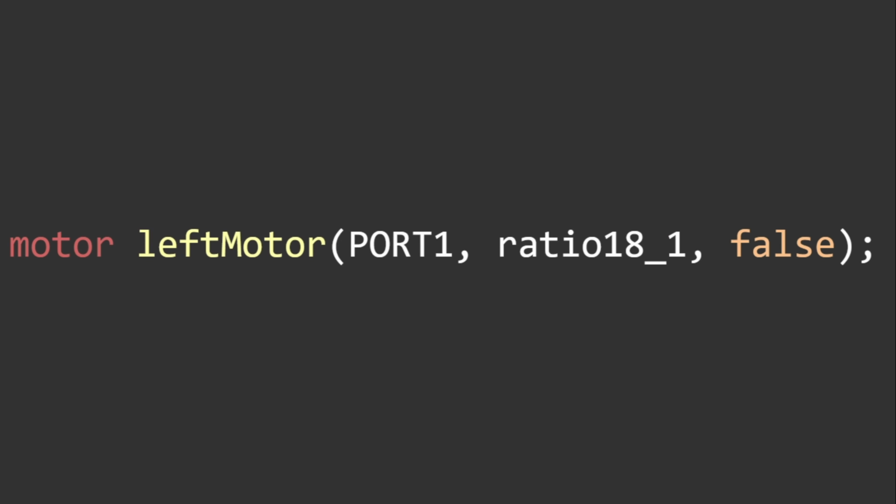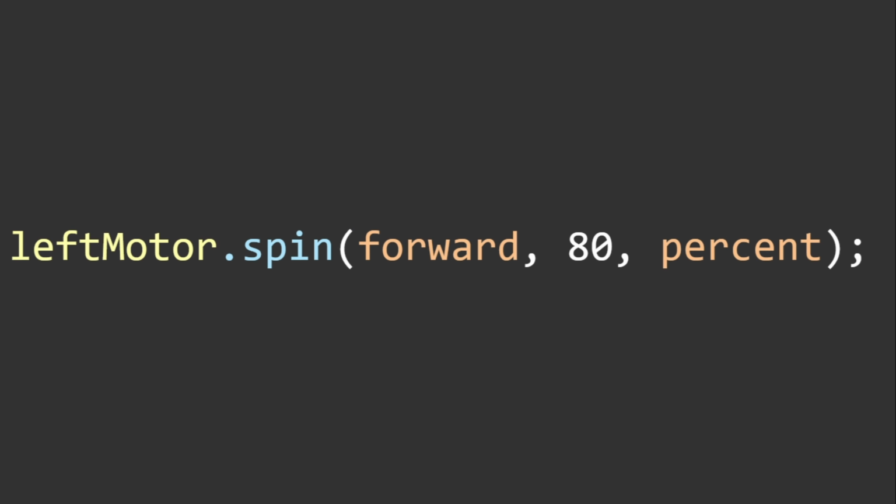To use a motor, you create one like this. This creates a motor on port 1. The false just means it's not reversed. To make it spin, you do this. That spins it forward at 80% speed.